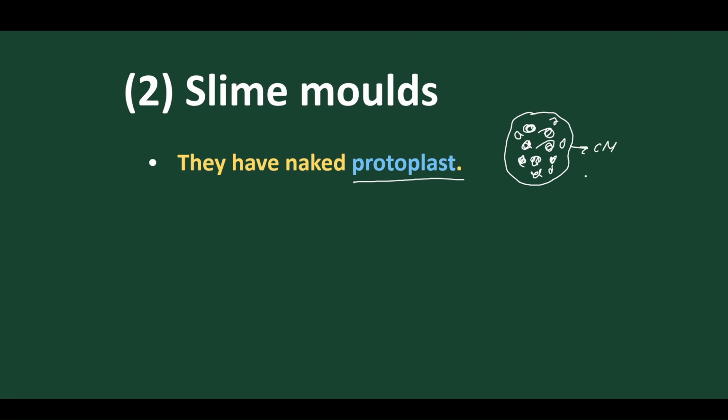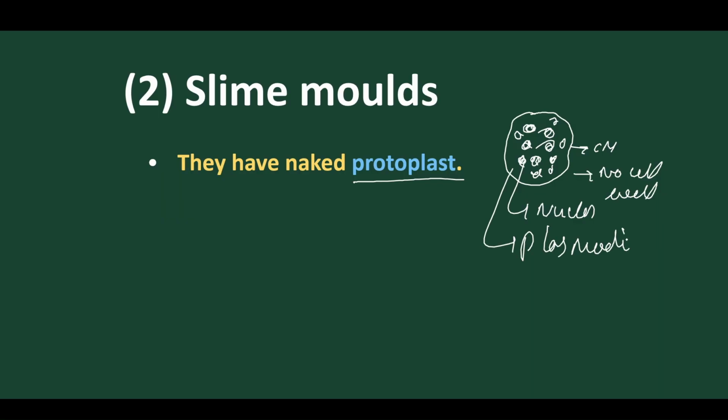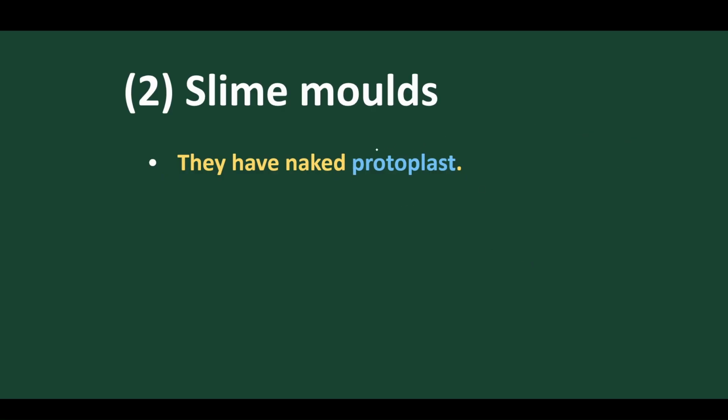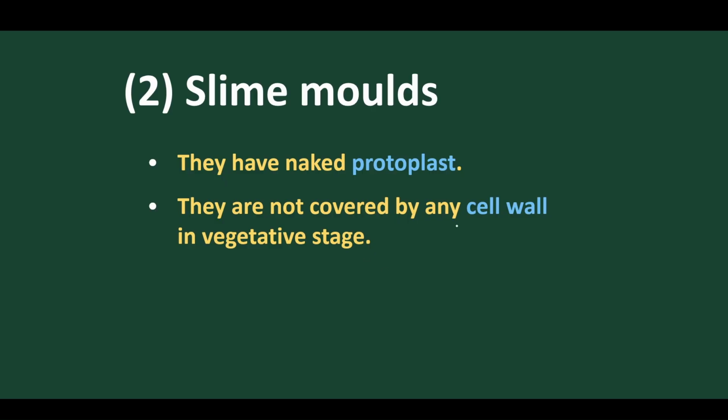The cell membrane is present, but there is no cell wall. So these are the nuclei, and this condition is called plasmodium. They are called a naked protoplast-like structure, and as I discussed, they are not covered by any cell wall in the vegetative stage.